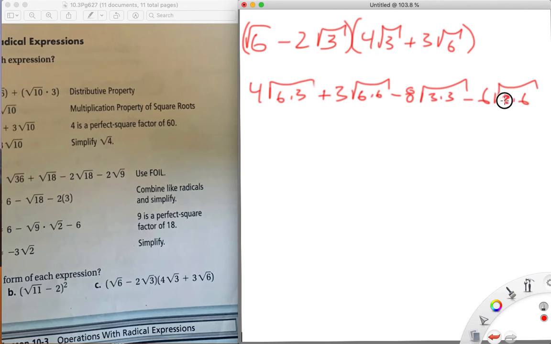And you don't have to write this out. You can write 18, 9, 36, and 18 over here. Just doing this to sort of add that extra step so you can see where these numbers come from. So next it's going to be 4 square root of 18 plus 3 square root of 36 minus 8 square root of 9 minus 6 square root of 18.